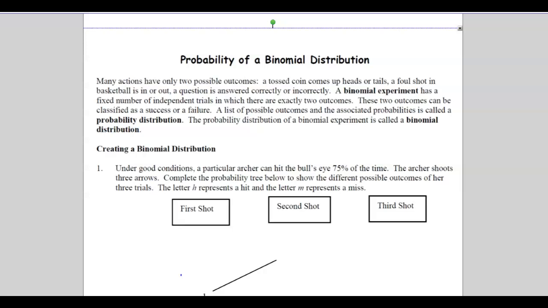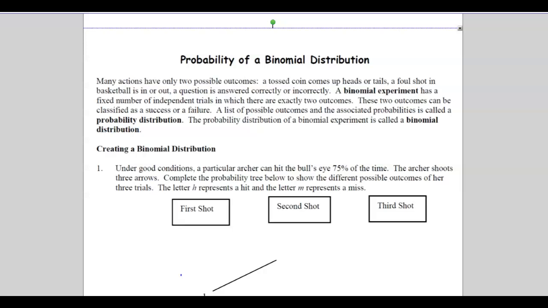Many actions have only 2 possible outcomes. A tossed coin comes up heads or tails, a hit or a miss. Pardon me? Yeah, we don't include that. We're not going to. That is not a binomial distribution.